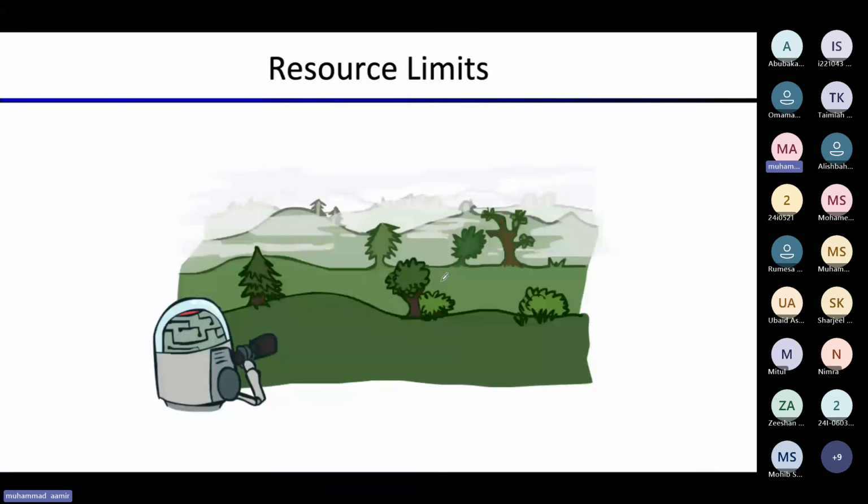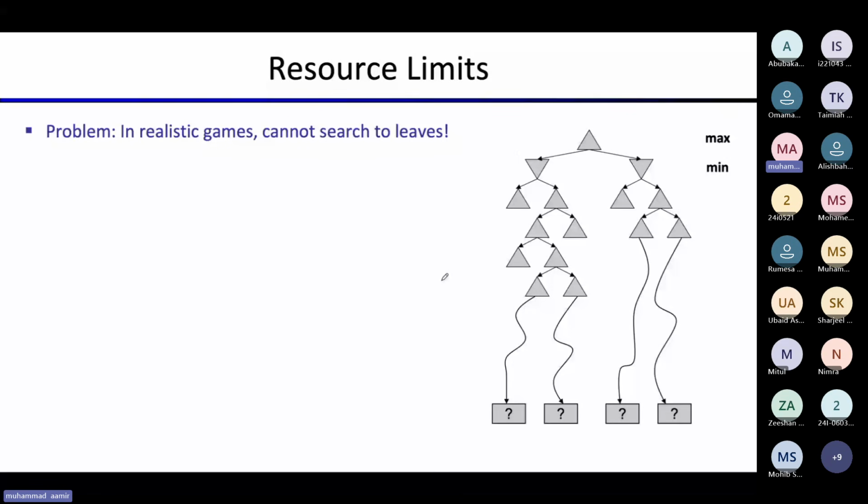So because of the resource limits, we discussed that the Minimax algorithm is similar to the DFS, and if we have a very big game tree, it is going to be almost infeasible to solve. So this is the resource limit: in realistic games, of course, we cannot search until the terminal states. So what are the options now?